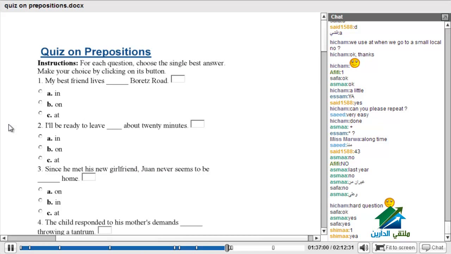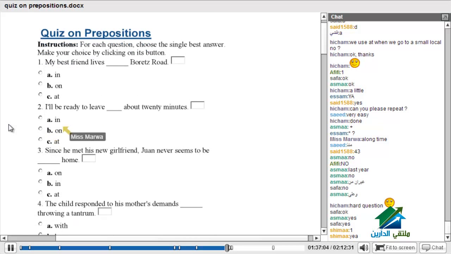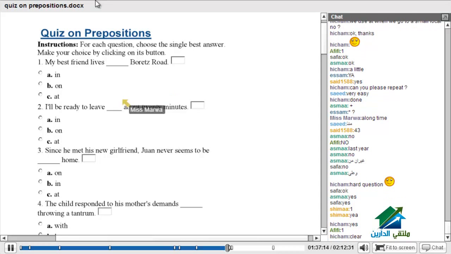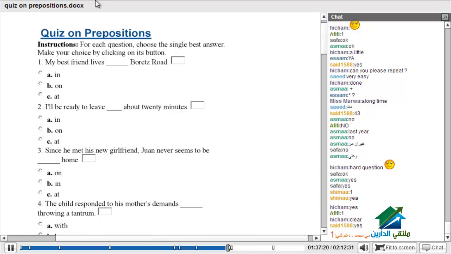I don't know if you got it or not. Yeah. First one. Can you see the practice or not? Can you see? Okay. Okay, just a minute. Please, just a minute.